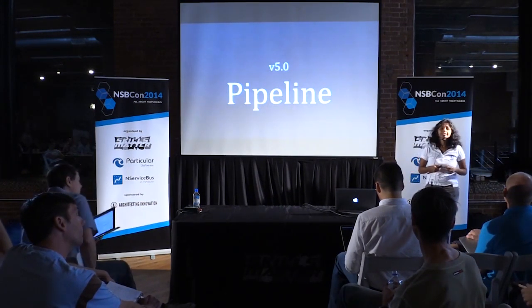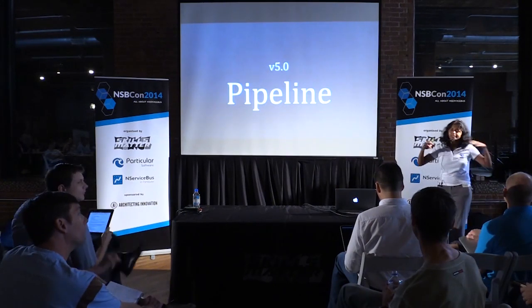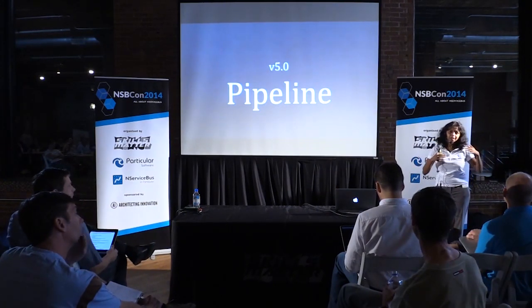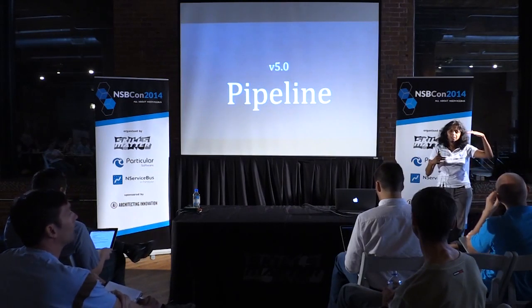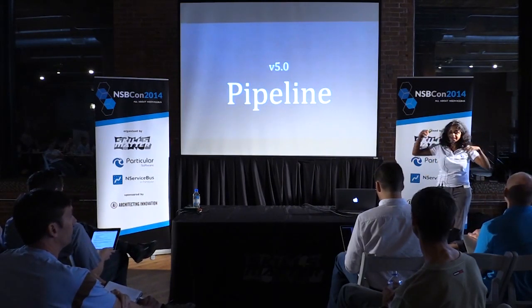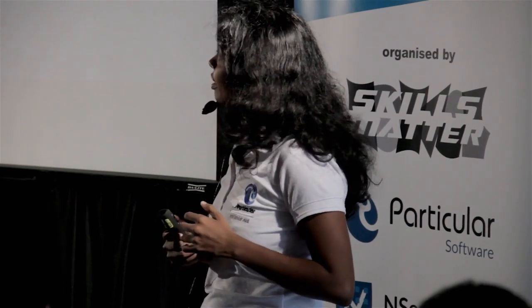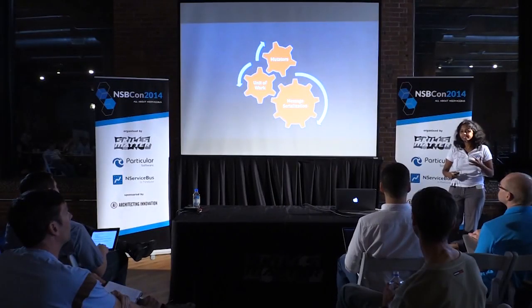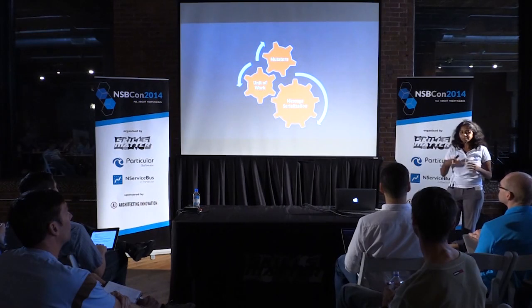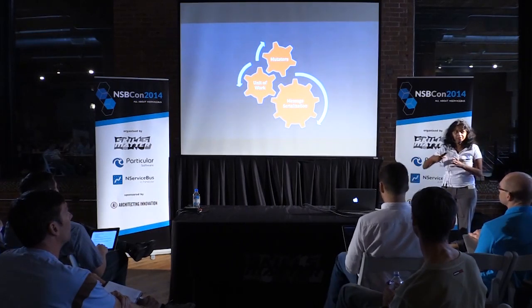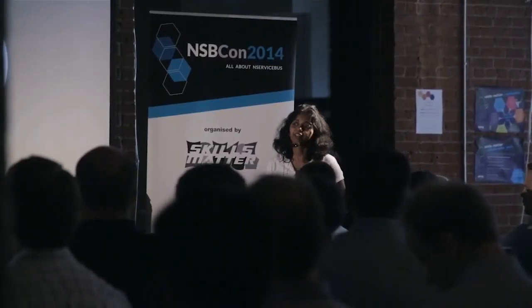The first thing we did was break this pipeline into two distinct pipes: one for incoming, where things get processed, and one for outgoing. That was our first distinct change with version 5. Now when a message comes in, you have the mutators, you have to deserialize the message to understand it, and there are other processes that occur.